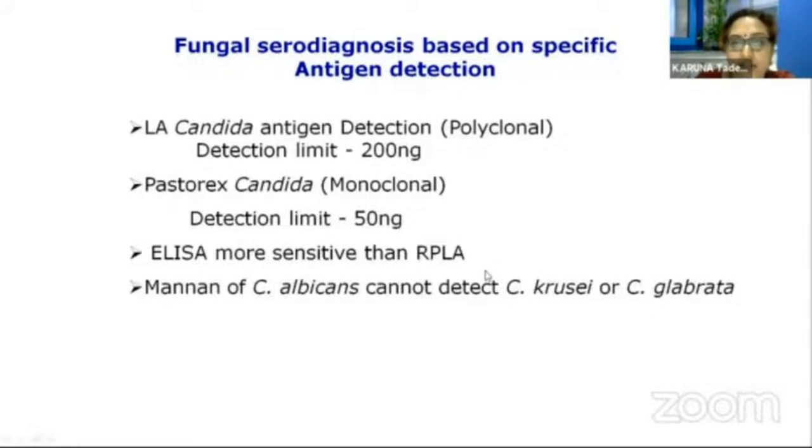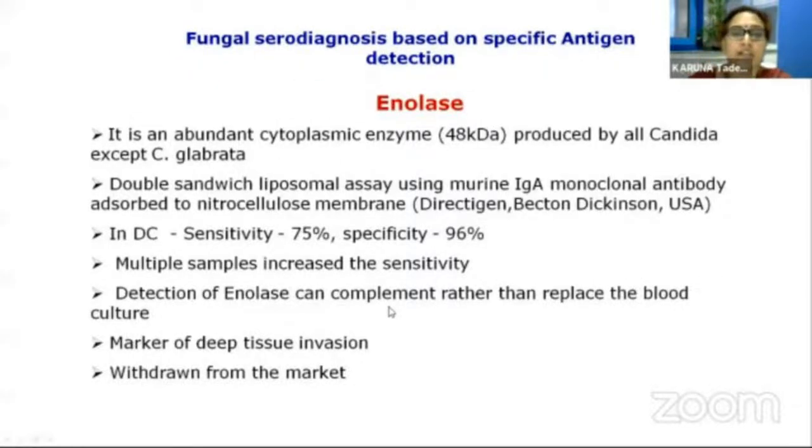ELISA is more sensitive than RPLA, and mannan of Candida albicans cannot detect Candida krusei or glabrata. So this is one of the important things that we have to remember. Now, enolase is an abundant cytoplasmic enzyme produced by all Candida except glabrata. A double sandwich liposomal assay using murine IgA and monoclonal antibody absorbed to nitrocellulose membrane is what is used. And the sensitivity is around 75%, specificity 96%.